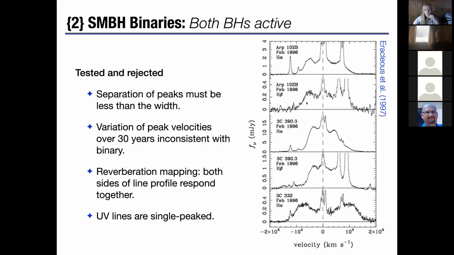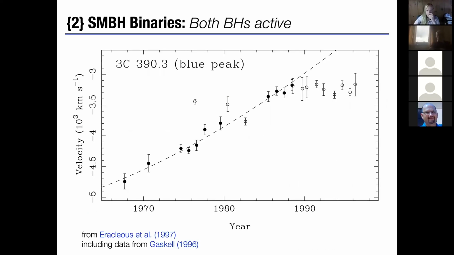And one thing that's very compelling to me is that their UV lines, where the physics is a bit different, are single peaked at the rest frame of the source, which is not what you would expect for bulk motion of an entire broadline region. So I think these have been ruled out, but we can learn some useful things.